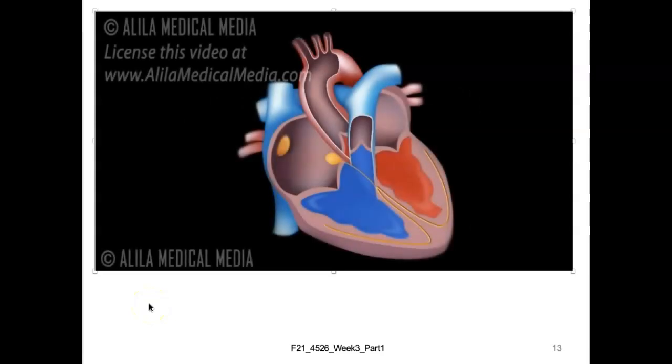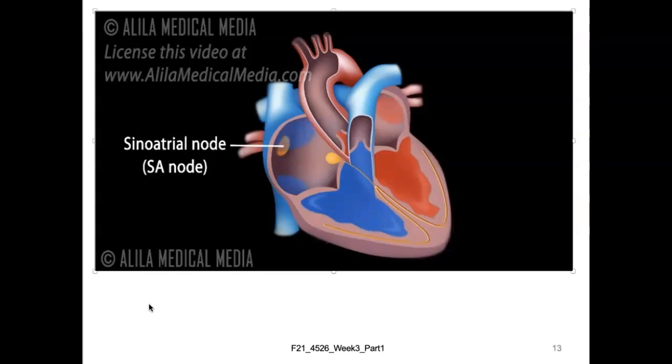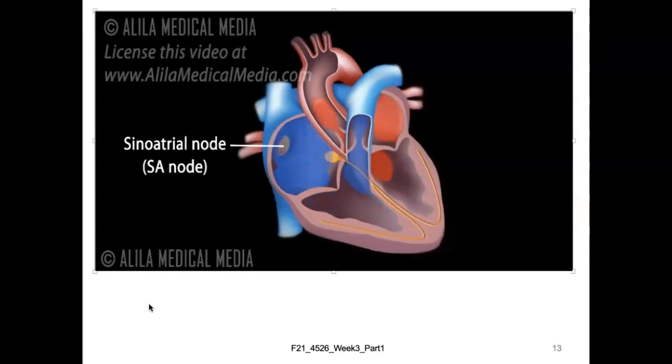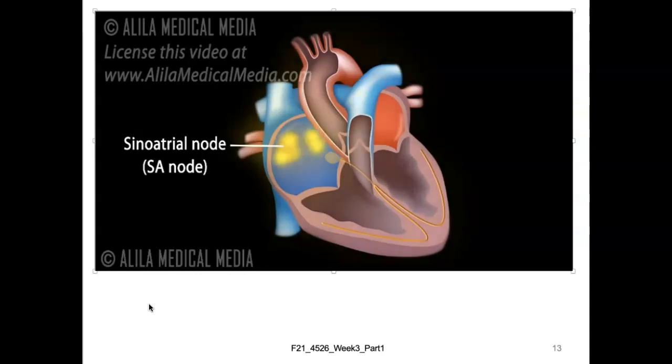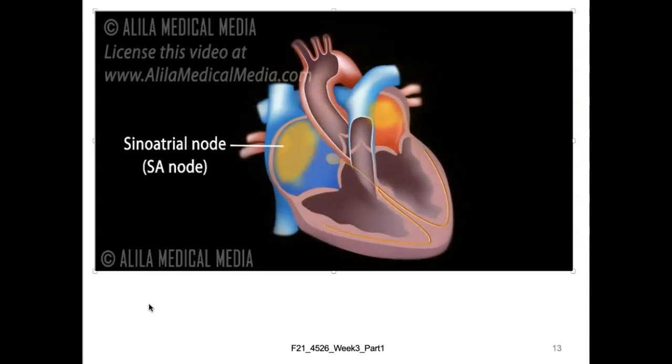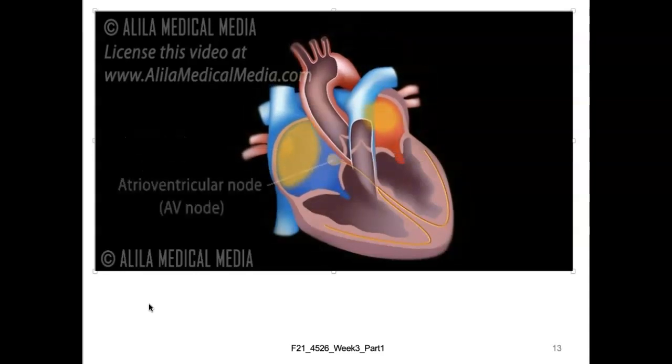The cardiac conduction system consists of the following components. The sinoatrial node, or SA node, located in the right atrium near the entrance of the superior vena cava. This is the natural pacemaker of the heart. It initiates all heartbeat and determines heart rate. Electrical impulses from the SA node spread throughout both atria and stimulate them to contract.